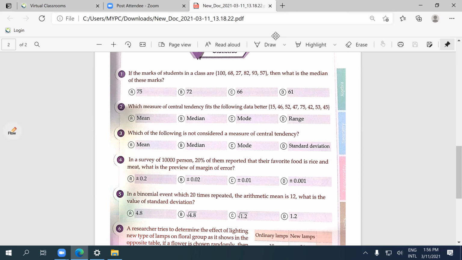If you have an even count, you choose the two middle numbers, add them, and divide by 2. Okay, we're going to number 2.